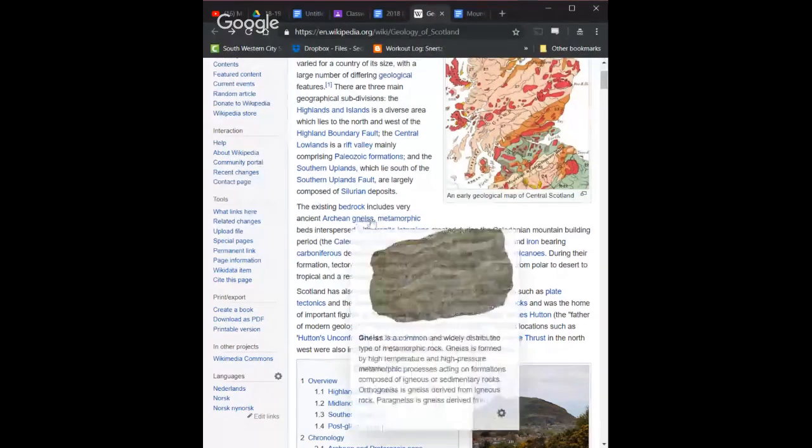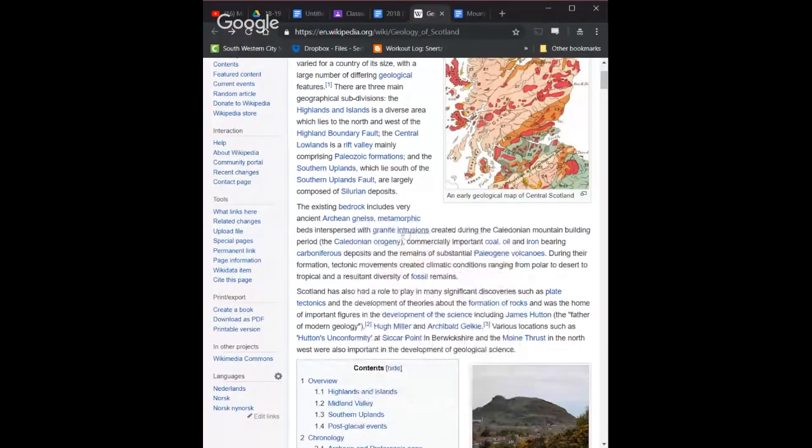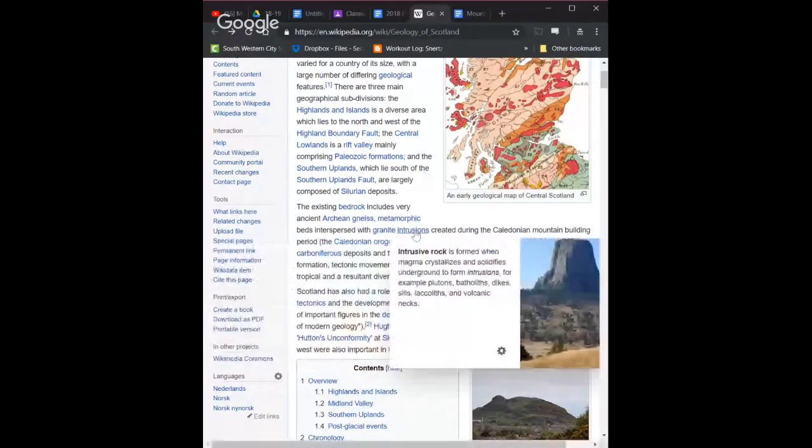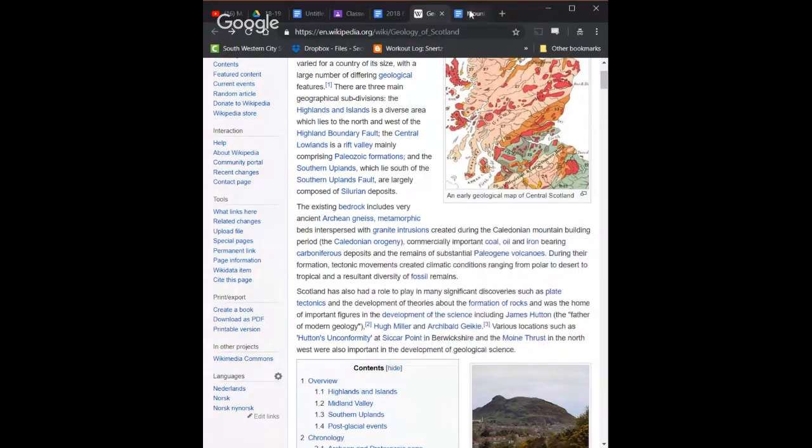Gneiss is a metamorphic rock. Okay, and granite is an igneous rock. Look, there's an example of intrusive granite. You remember that picture that I showed you in class a couple days ago? That's Devil's Tower.